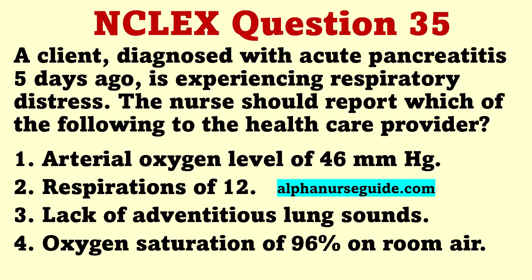The correct answer is 1. Manifestations of adult respiratory distress syndrome secondary to acute pancreatitis include respiratory distress, tachypnea, dyspnea, fever, dry cough, fine crackles heard throughout lung fields, possible confusion and agitation, and hypoxemia with arterial oxygen level below 50.